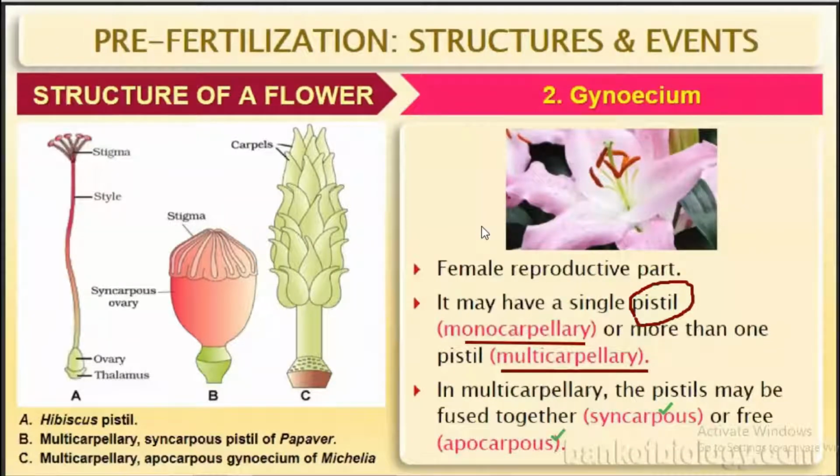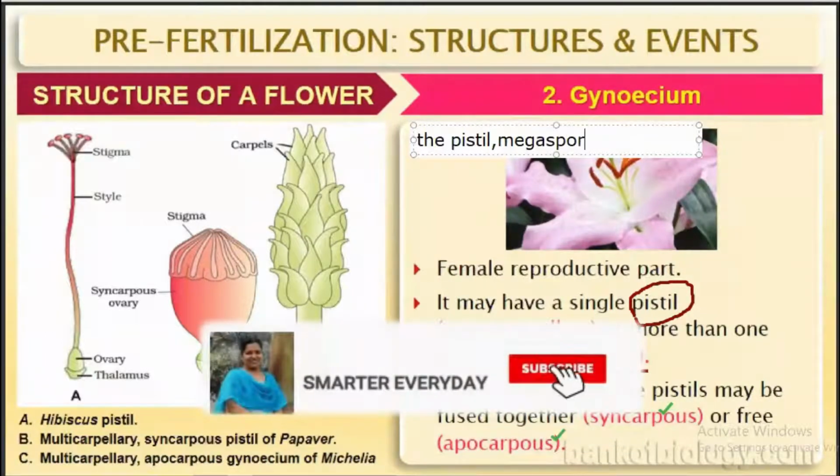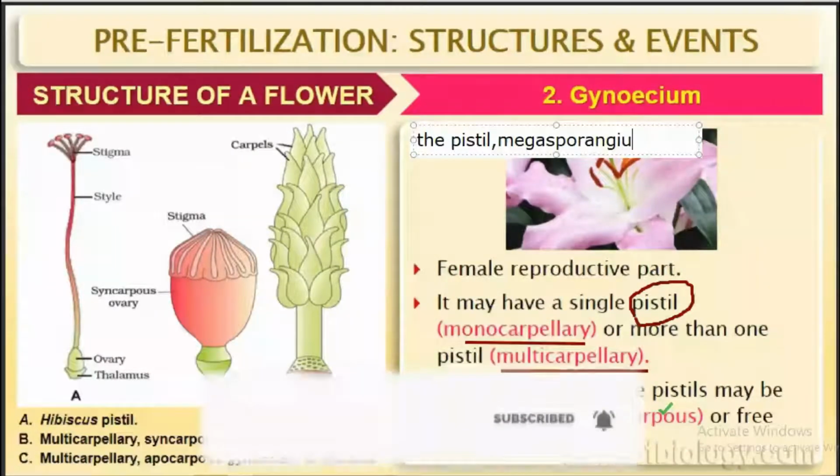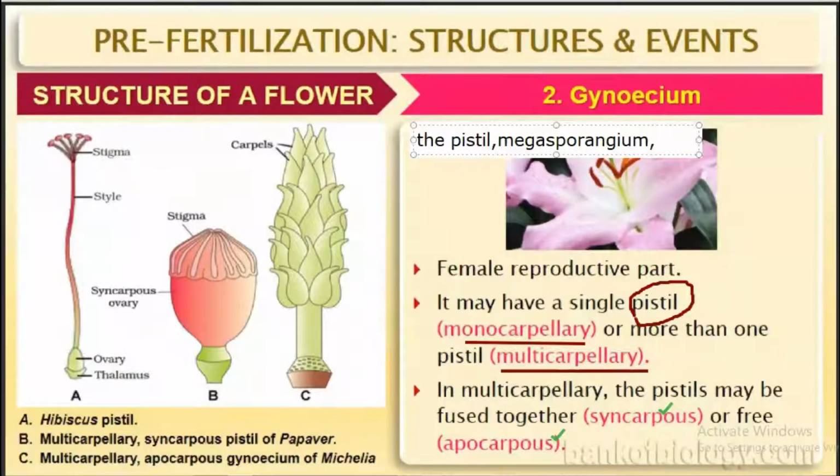Actually, based on your NCERT, we can give the heading instead of gynoecium: that is the pistil, megasporangium, or it is known as ovule. Megasporangium is otherwise known as ovule.